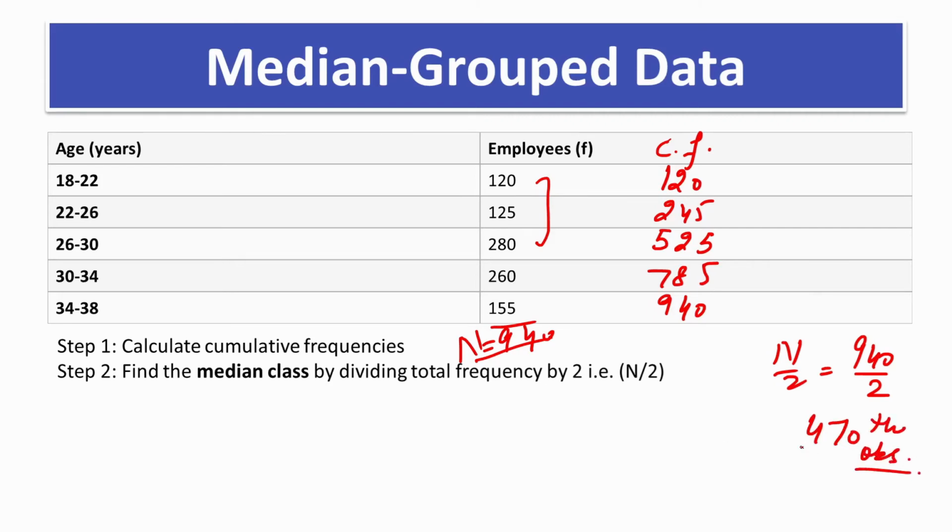Now, where does this 470th observation lie? See, the number of employees in the first case is 120. Here it is 245. So from 245 to 525, the observations are lying here.